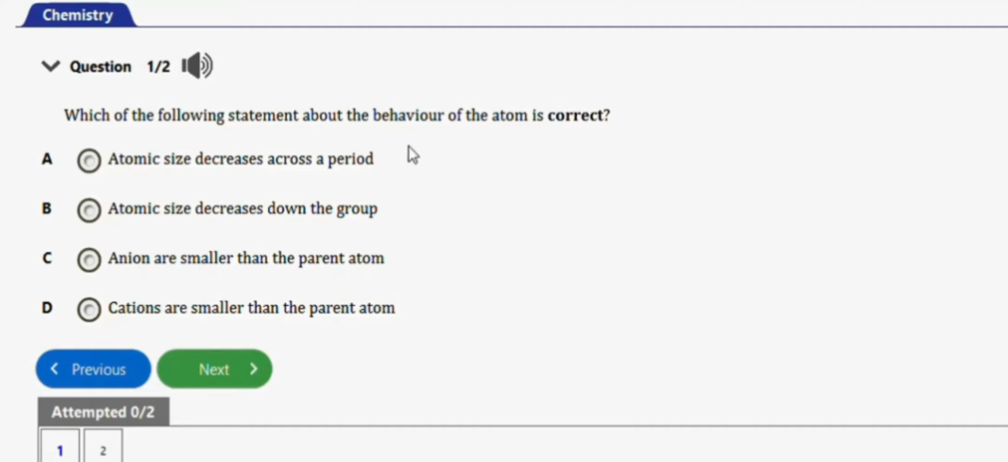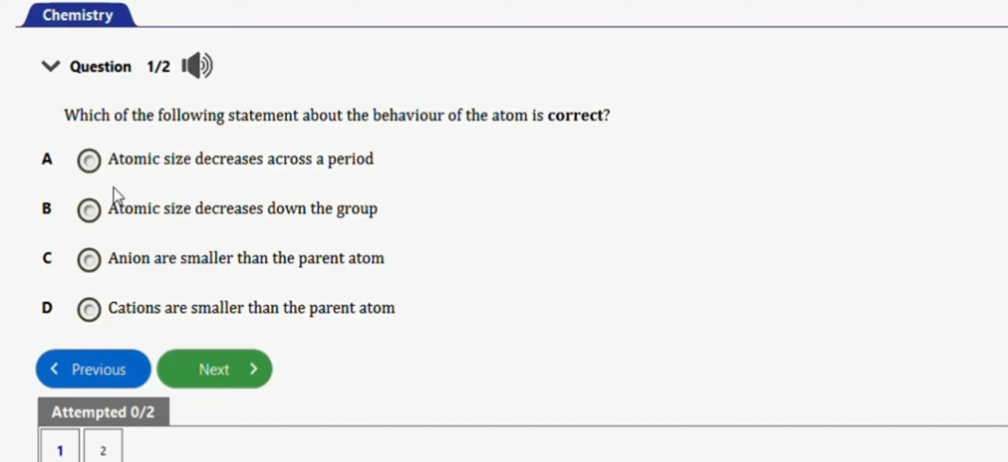the atom is correct? So we have option A, atomic size decreases across a period. We have atomic size decreases than the group. We have anion are smaller than the parent atom. We have cations are smaller than the parent atom.